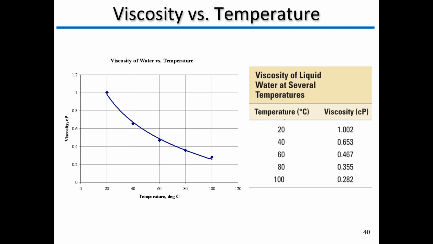Say at 20 degrees, here we have water. This is a good touchstone, by the way, if you're looking at what's a high viscosity or a low viscosity. Water at around room temperature has a viscosity of 1. As we increase that temperature, you can see our viscosity goes down, all the way down to about 0.28. So as we increase temperature, our viscosity goes down.